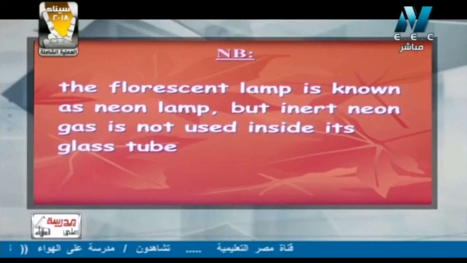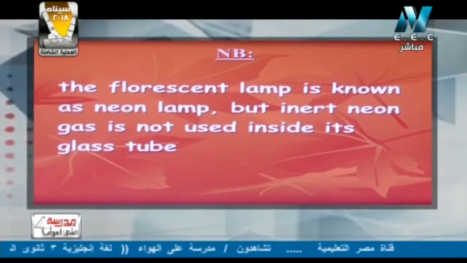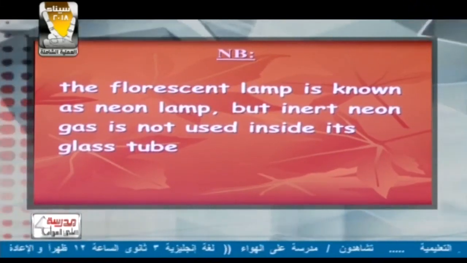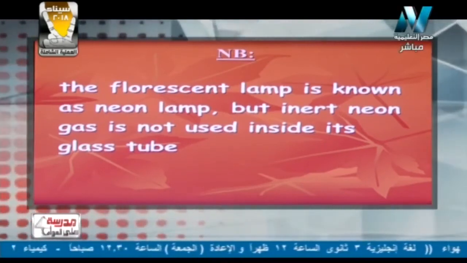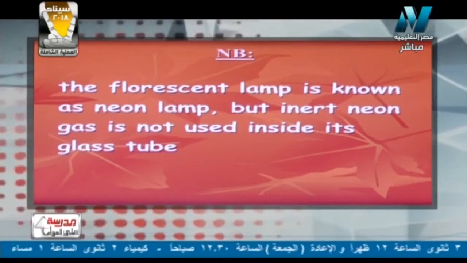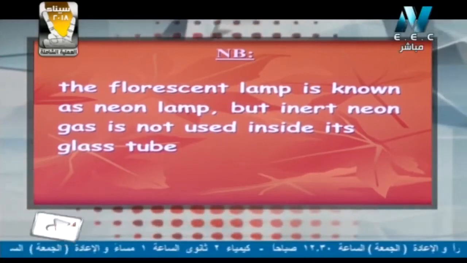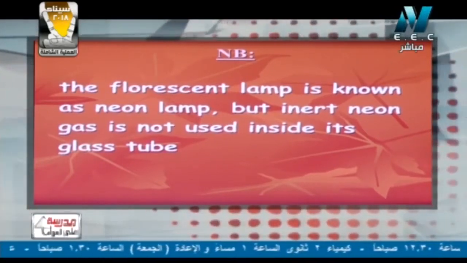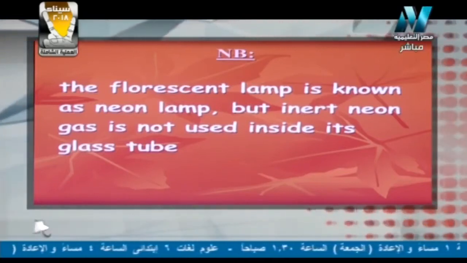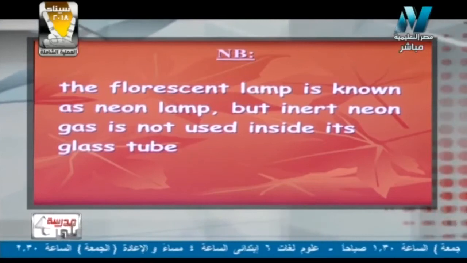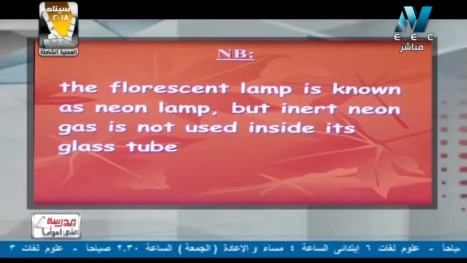Now, a very important point in our lesson today. The fluorescent lamp is known as a neon lamp. We call it that commercially; its common name is neon lamp. But it is not neon at all, because the gas inside it is not neon. The gas inside it, as we said, is an inert gas, but inert neon gas isn't used inside its glass tube. Instead, argon gas is used inside it, as I said before.